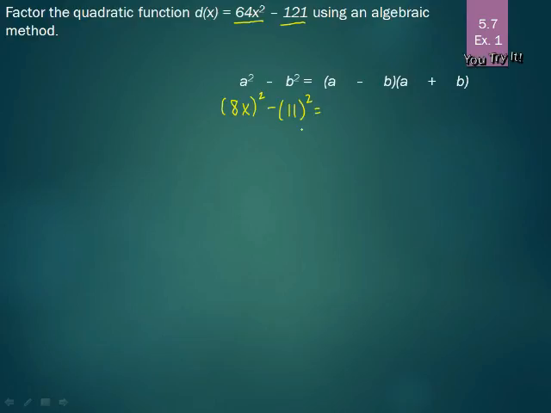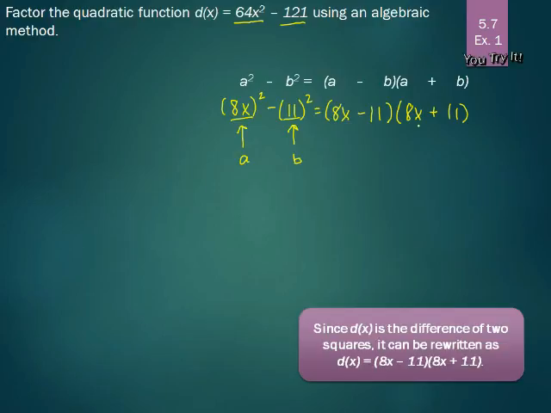And so we just rewrote it in a different form, and now we know what a is equal to and what b is equal to. It's just these inside terms, and so we can plug them in here on the other side. So a is 8x, and then minus b, which is 11, and then again 8x, but then we have a plus here, the minus on the first one, and then plus 11. And so now we have our factored form, 8x minus 11 times 8x plus 11.